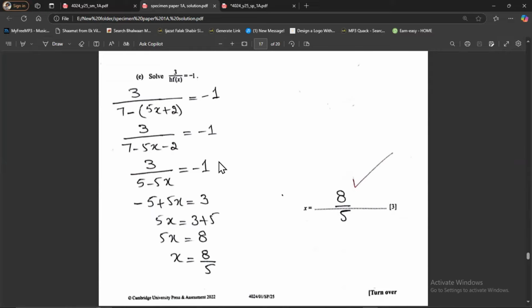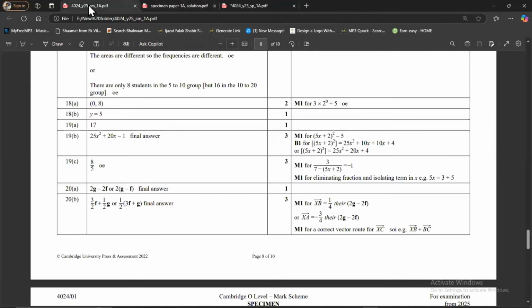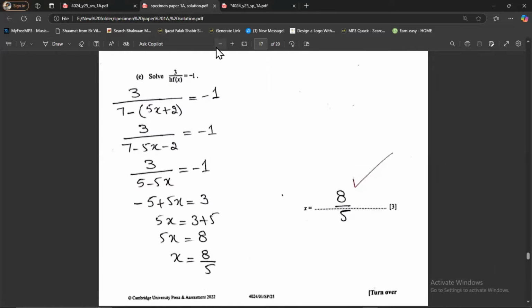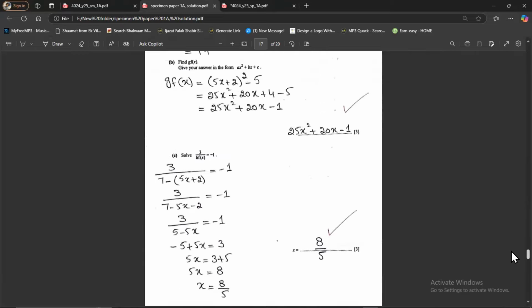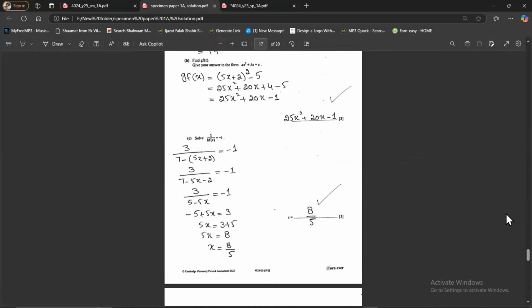On the other side, you have equal to minus 1. So cross multiply. So minus 5 plus 5x is equal to 3. So 5x is equal to 3 plus 5. 5x will be equal to 8. x will be equal to 8 by 5. So x is equal to 8 by 5. Hopefully you understand. Let me reduce the size so you may be able to see the whole thing together.